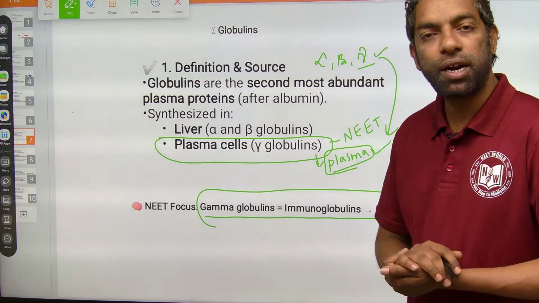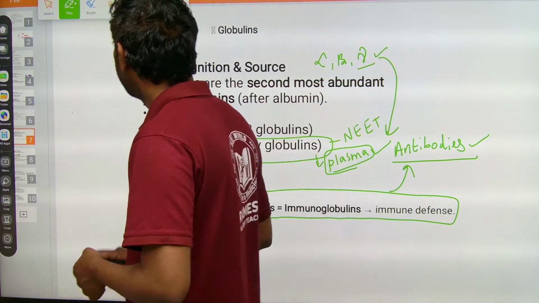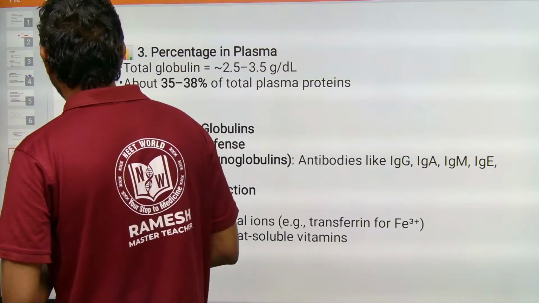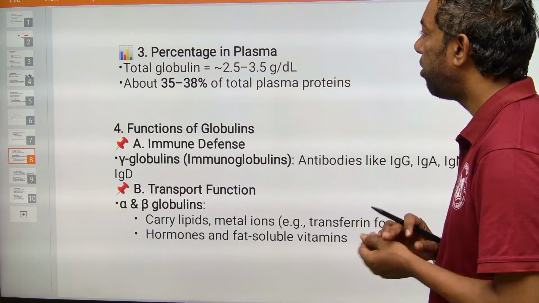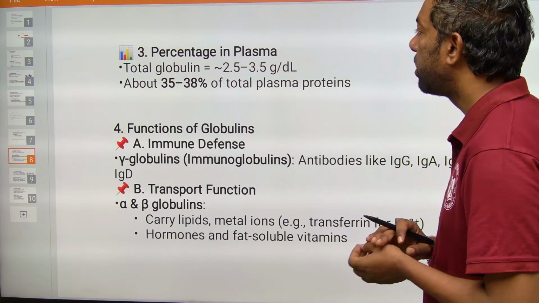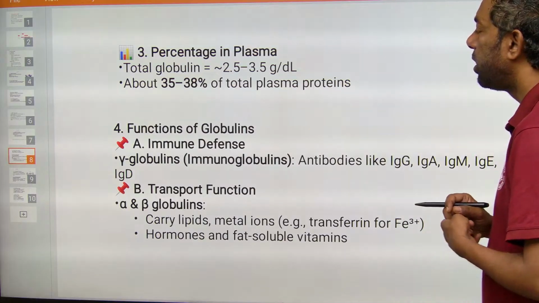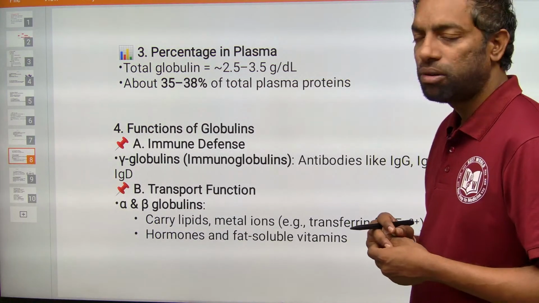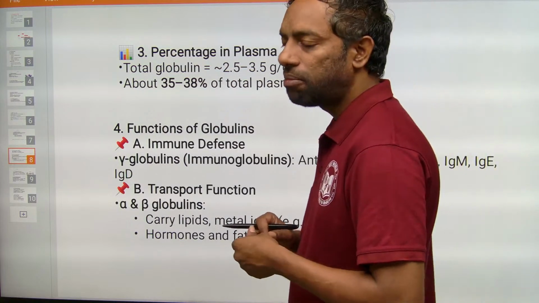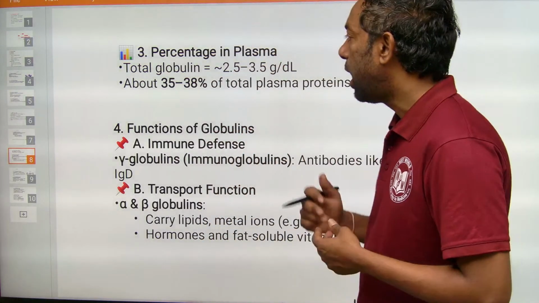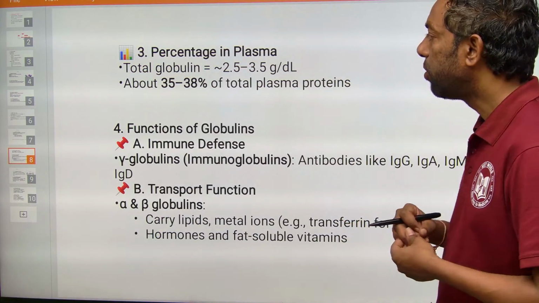This is the most important for NEET, guys. I hope you understand well about these gamma globulins. And regarding the percentage in plasma proteins, globulins are about 35 to 38%. Total gamma globulins are 2 to 3%. Albumins are 55 to 60%, and globulins are second most in the plasma proteins, at 35 to 38%. I hope you guys understand this.